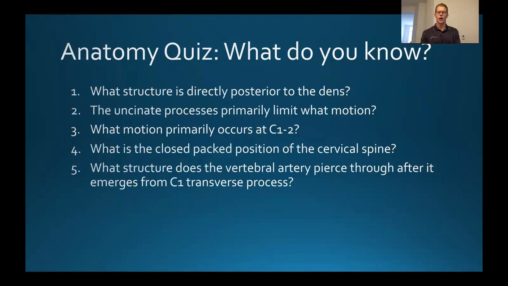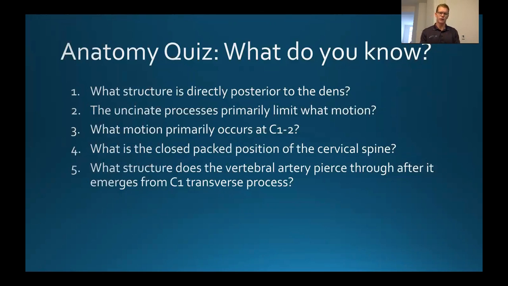Next, what motion primarily occurs at C1, C2? This is going back a little bit for certain people, but in the C1, C2 region, rotation is the primary movement. What is the closed packed position of the cervical spine? That is going to be full extension. So full extension, if you would go reach your head all the way back, you can sense there's not a lot of movement. The open packed or mid packed position is just in midline. Closed packed, where there's not a lot of movement, things are really approximating, is going to be full extension.